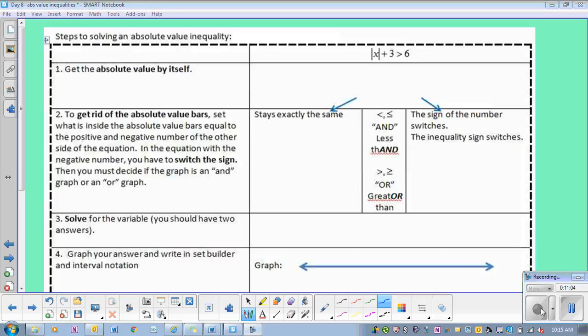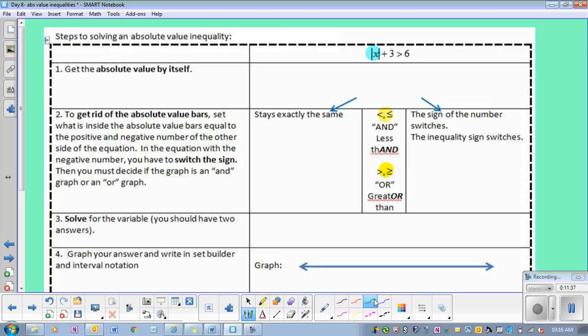Alright, so now let's look at what we're doing today. We're going to be solving absolute value inequalities. And remember, an inequality is when you have these guys. Less than or equal to. Or we have greater than or equal to. Alright? So the thing is, the steps are all the same. They're still the same as what we were doing before. You want to get the absolute value all by itself. This guy, right?